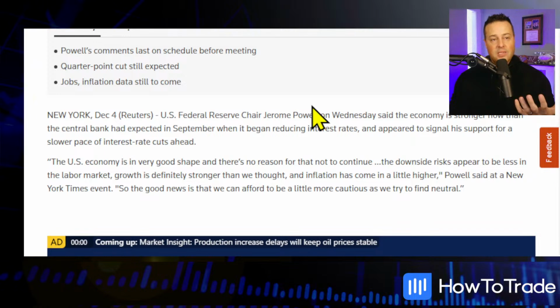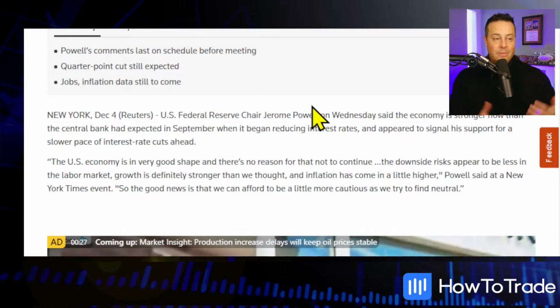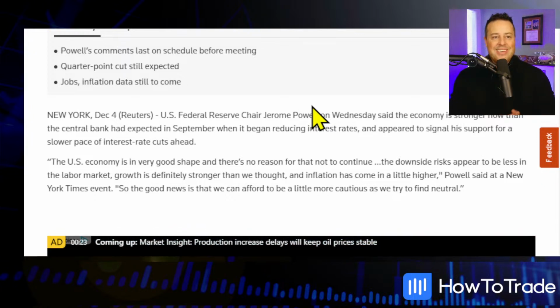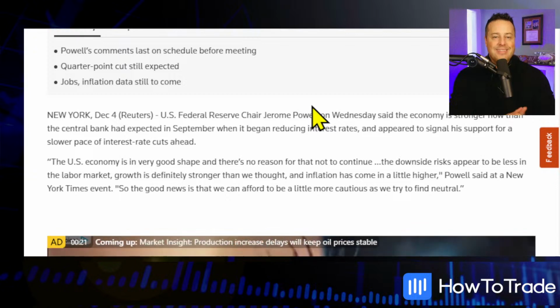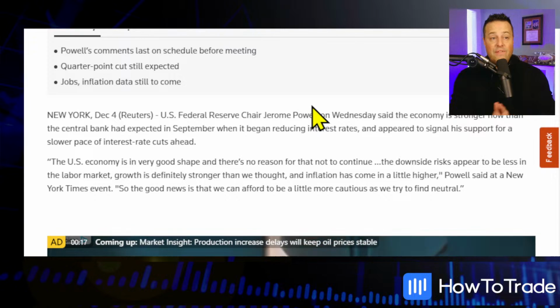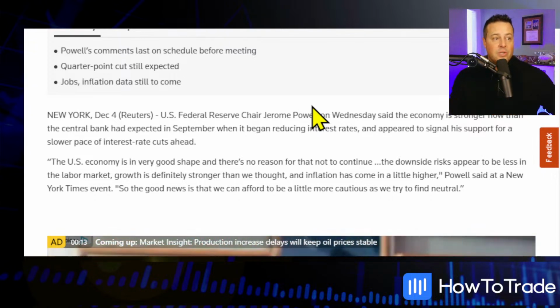The U.S. economy is in very good shape, and there's no reason for that not to continue. Okay, that's positive. The downside risk appears to be less in the labor market. Interesting. Growth is definitely stronger than we thought. Interesting. And inflation has come in a little higher. Interesting. Powell said at a New York Times event, so the good news is that we can afford to be a little more cautious as we try to find neutral.